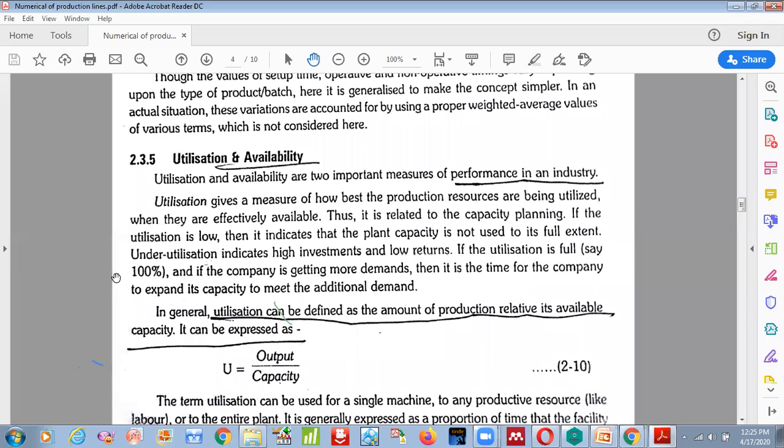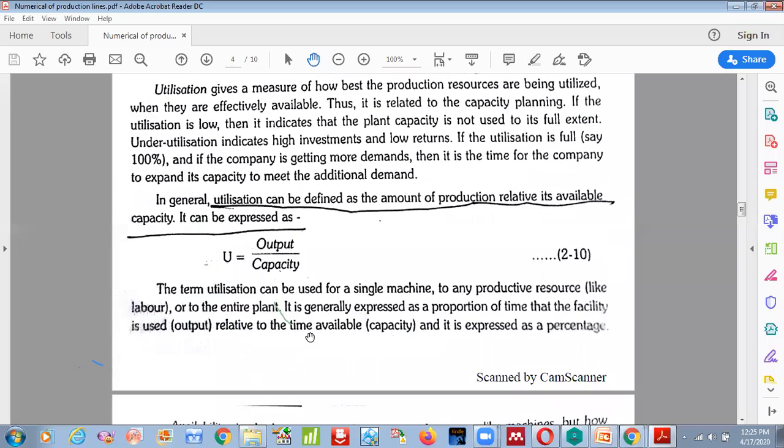If the utilization is 100%, and the company is getting more demand, then it is time for the company to expand its capacity to meet the additional demand. Even after using all the machines to 100%, if the demand from the market is still more, then we say expansion. That means more expansion, whether in terms of men, machines, or operations. It has to be expanded.